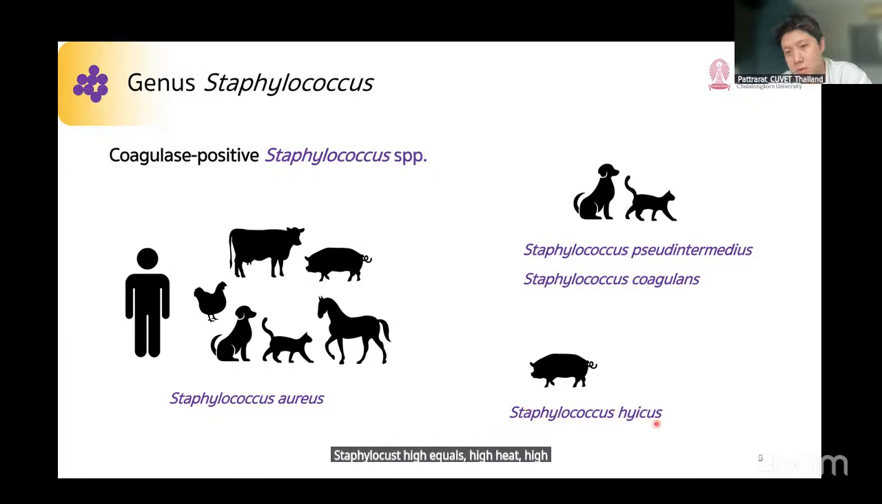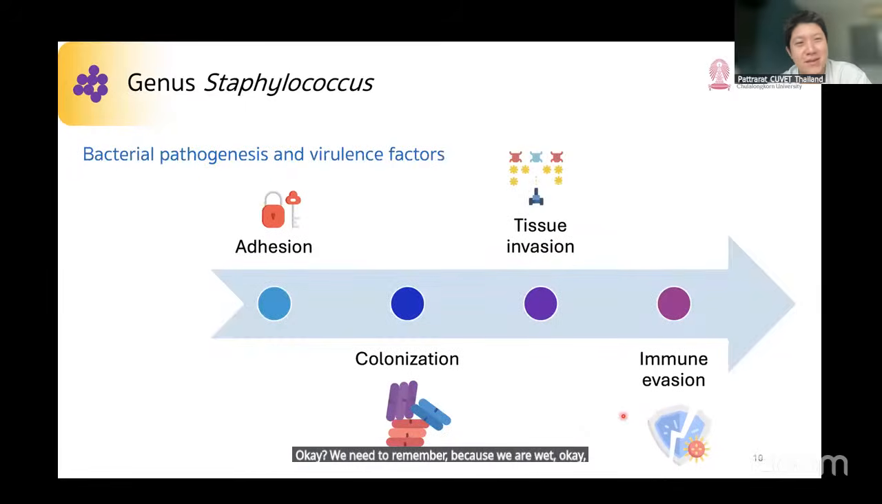Hyo is the root for pig or swine. Okay, aureus, subintermedius, coagulans, hyicus. We need to remember these because we are vets, veterinarians.